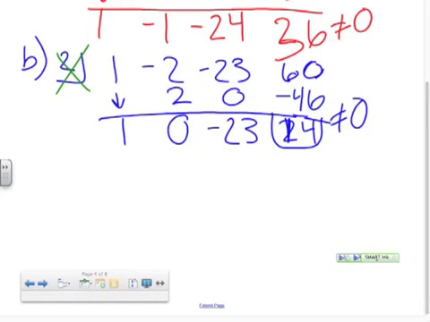All right, then we're going to try the last one, x equals 3. So you put 3 in the box, use the same coefficients.